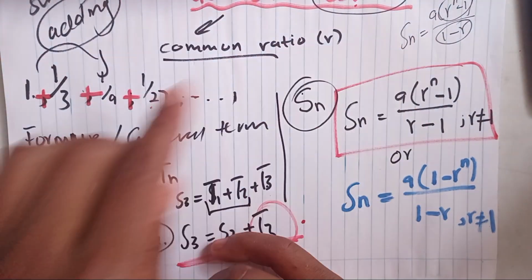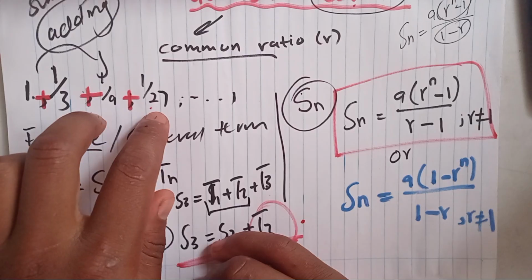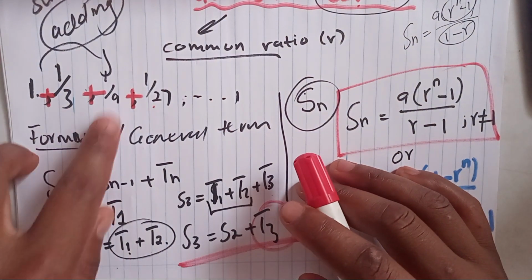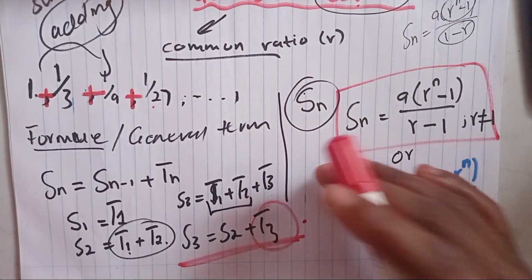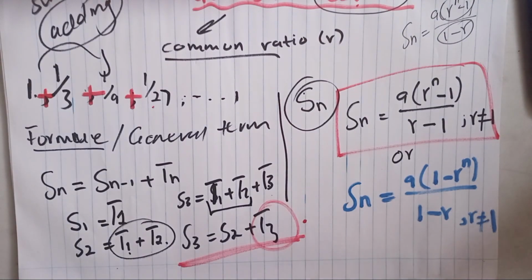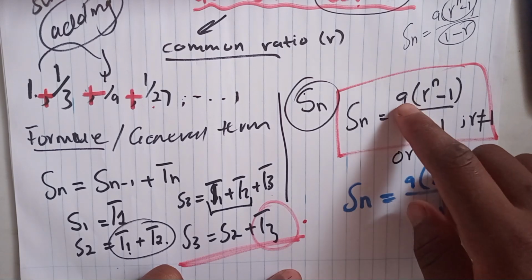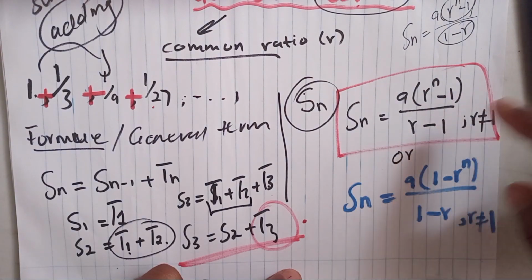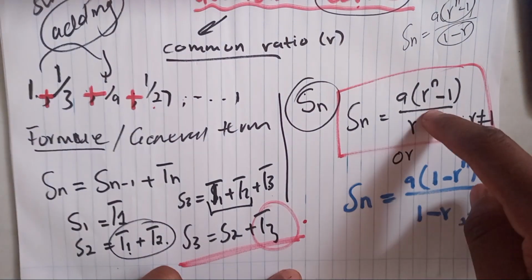Remember, a series involves plus signs, and a sequence involves commas or semicolons in between the terms. And the general term for this one is Sn is equivalent to a into r exponent n minus 1 over r minus 1, and then you can use this one or this one.